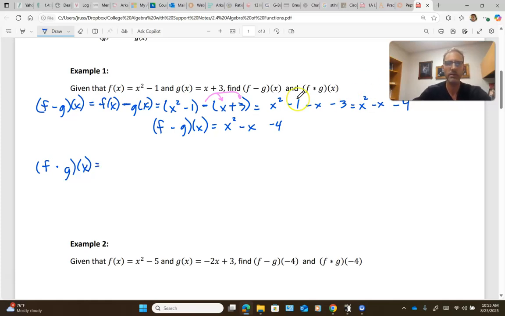Guys, when you're doing this yourself, the notation's maybe not the most important part. The most important part is knowing what to do, whether you're subtracting two functions, multiplying two functions, adding two functions, whatever the case may be.